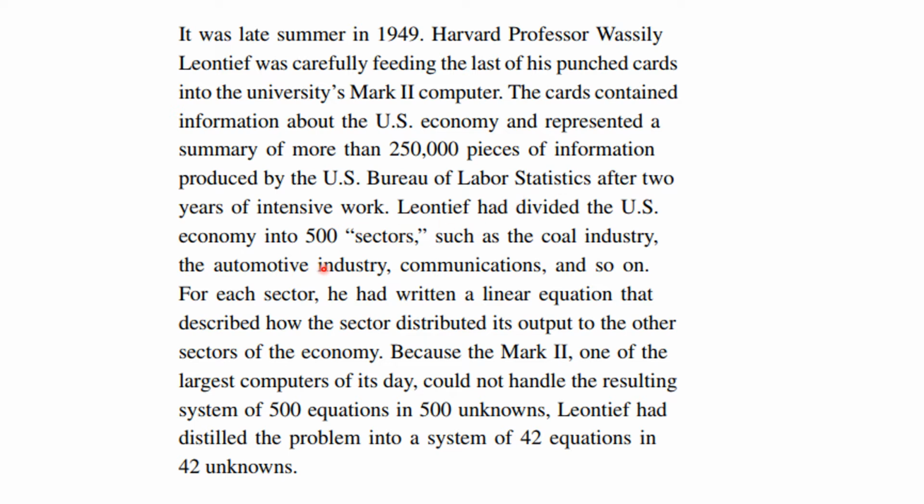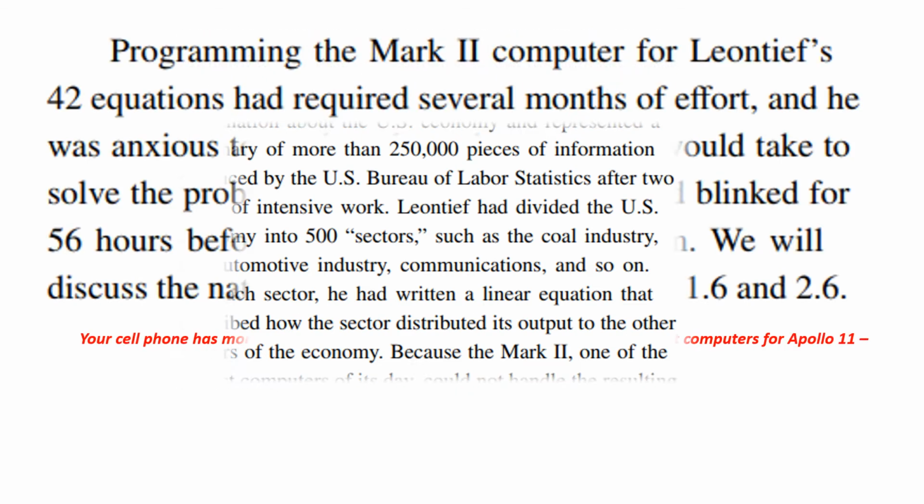He had divided the U.S. economy into 500 sectors, such as the coal industry, automotive industry, communications, and so on. For each sector, he had written a linear equation that described how the sector distributed its output to the other sectors of the economy. This also was a lot of work. Because the Mark II, one of the largest computers of the day, could not handle the resulting system of 500 equations and 500 unknowns, he distilled the problem into a system of 42 equations and 42 unknowns.